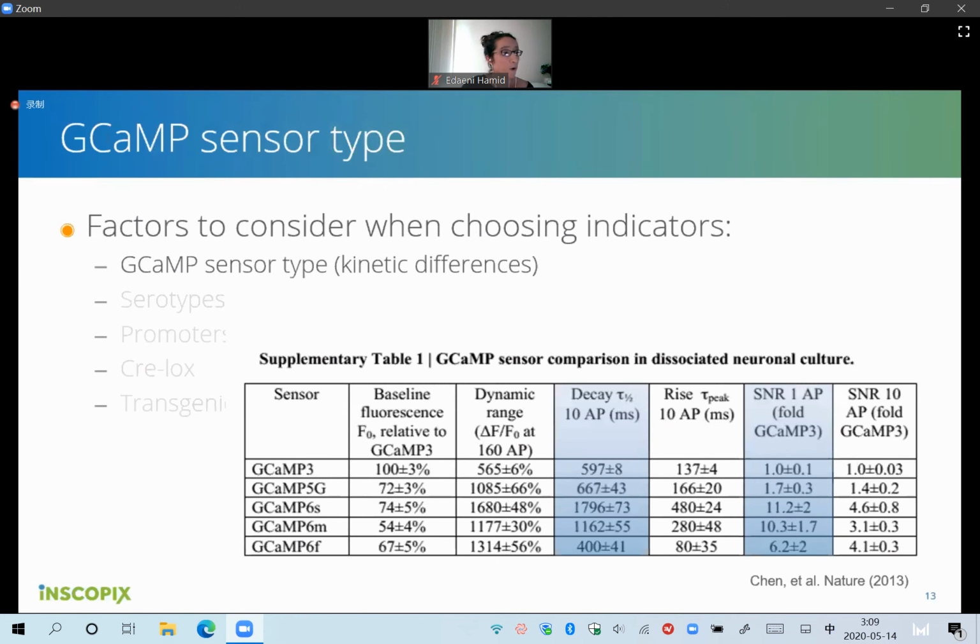Starting off with sensor types, there are a number of GCaMPs available, and it's important to consider that they each have different kinetic properties. For example, as highlighted in the table here, in particular, when you look at the last 3 indicators for GCaMP6, which come in the varieties of slow, medium, and fast, a faster indicator may mean a lower signal-to-noise ratio, which may not be ideal for your specific situation.